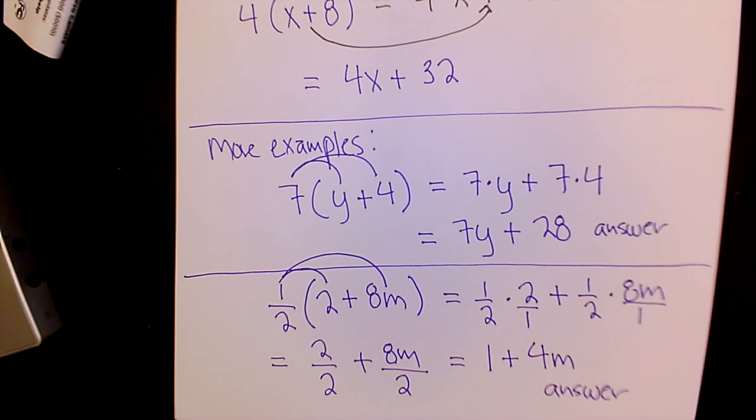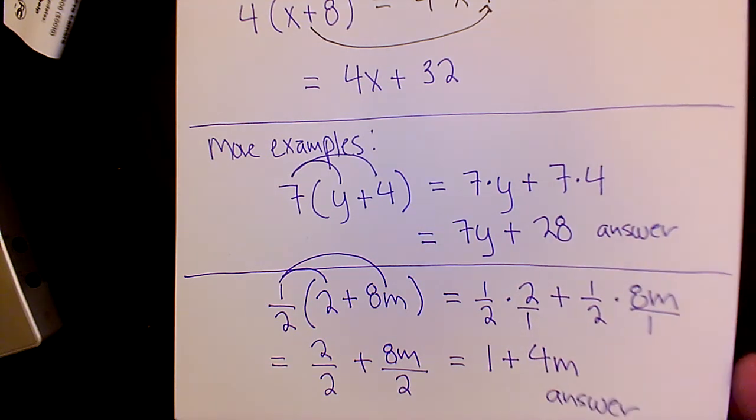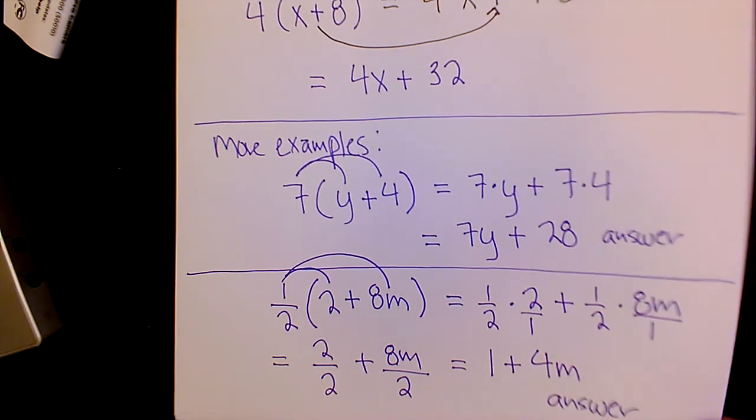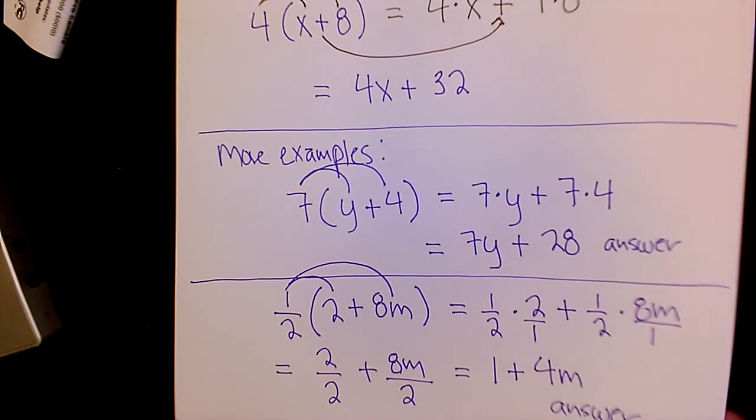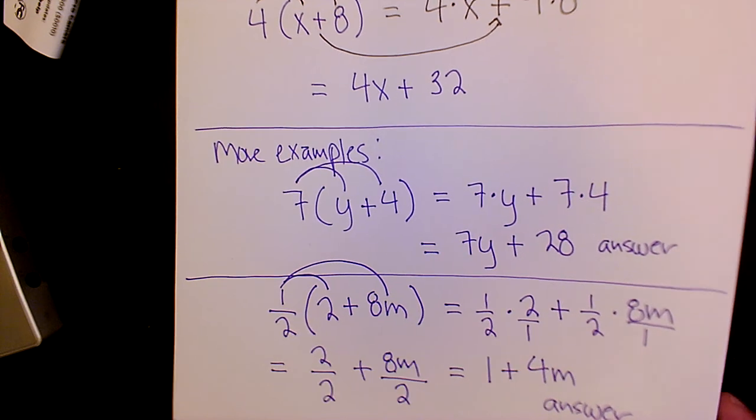So my answer is 1 plus 4m. And that's it. We have m's and a constant. We can't do anything else. So we keep it like that. Let me do another one with a fraction, just to make sure. I know there's 2 on the homework with fractions.